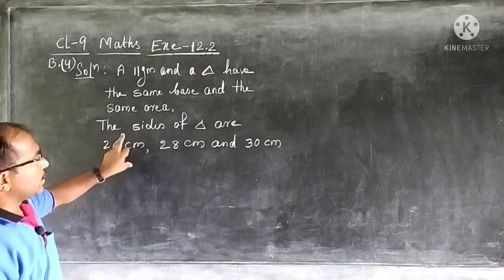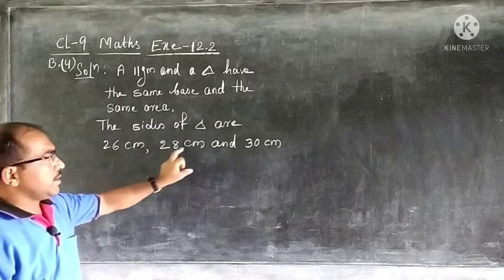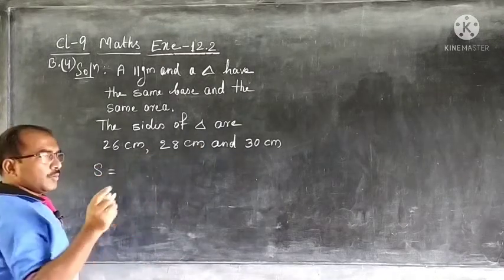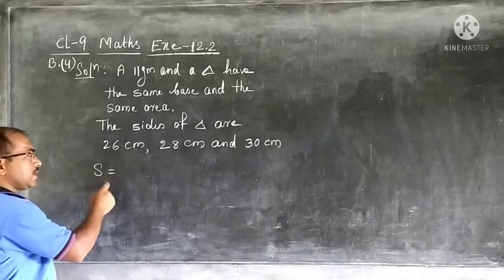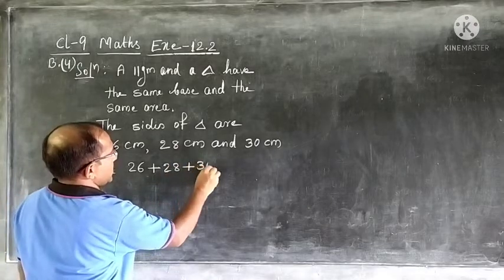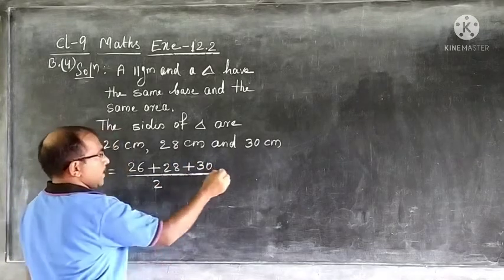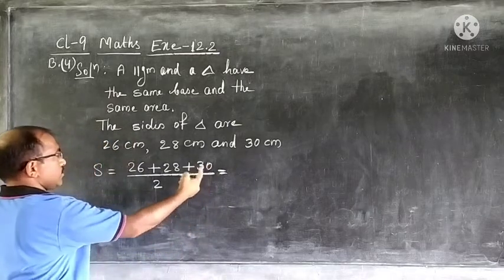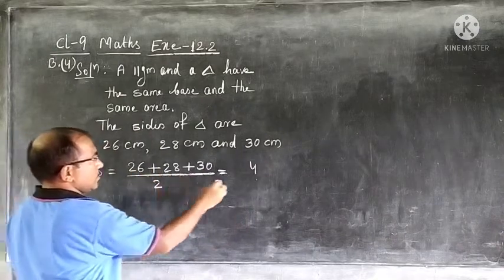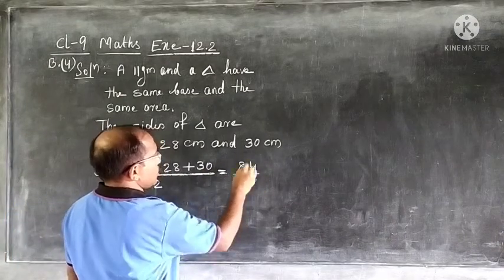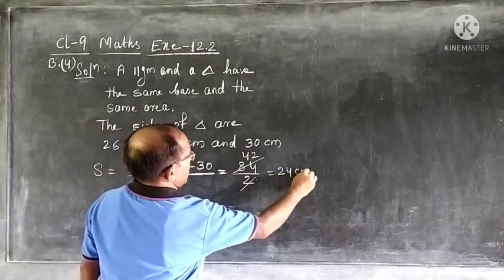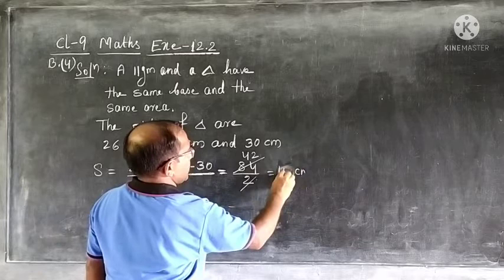First of all, we have got the sides of the triangle. Three sides are given here. We go straight for calculating the area of the triangle. The first part of that formula is the semi-perimeter: first side plus second side plus third side, by 2. You all know about semi-perimeter. So straight we will calculate: 26 plus 28 plus 30 is 84, 84 by 2 is 42. So the semi-perimeter of that triangle is 42 centimeter.